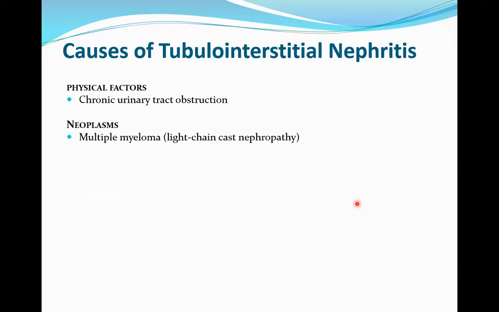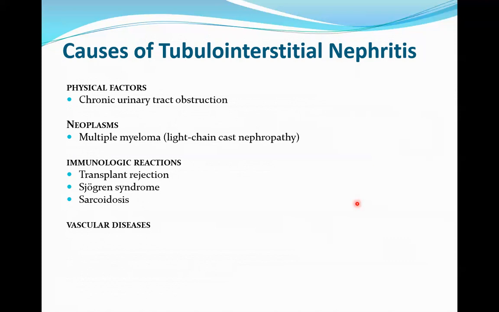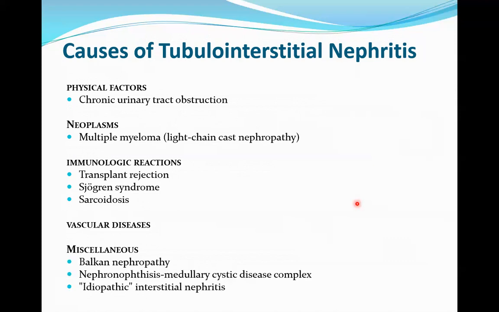Neoplasia like multiple myeloma, where you see light chain cast nephropathy, and this condition is also called myeloma kidney, right? Then we have immunological disorders like transplant rejection, Sjogren's syndrome, and sarcoidosis. Some vascular diseases can also cause this, and miscellaneous conditions like Balkan nephropathy, nephronophthisis, medullary cystic disease complex. We will discuss these in cystic diseases of the kidney, and idiopathic interstitial nephritis. So all these tubulointerstitial nephritides can lead to injury to the tubules. So this was all about the tubular injury.